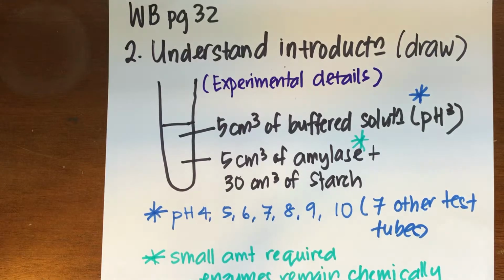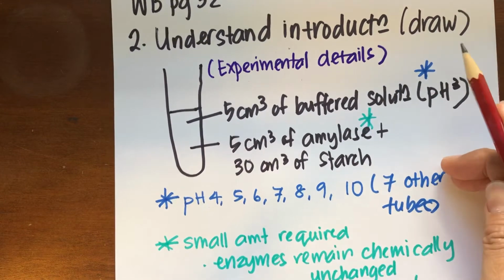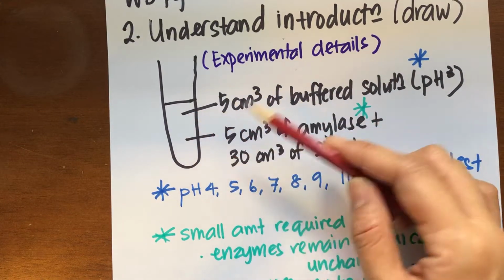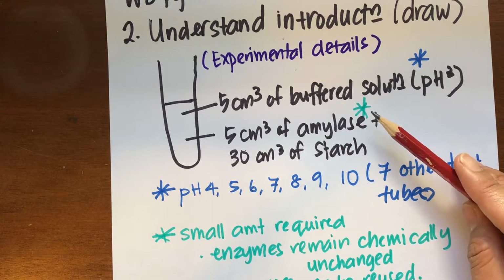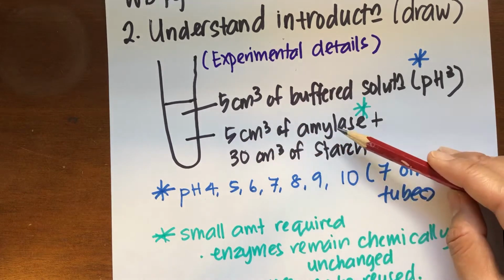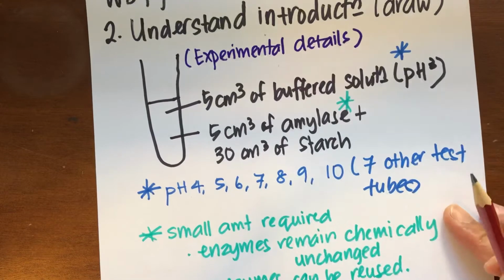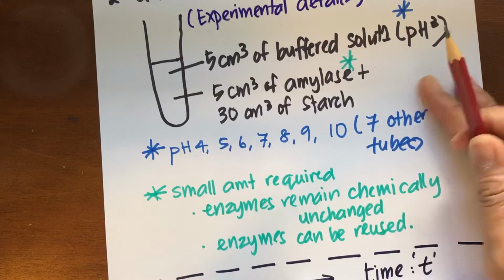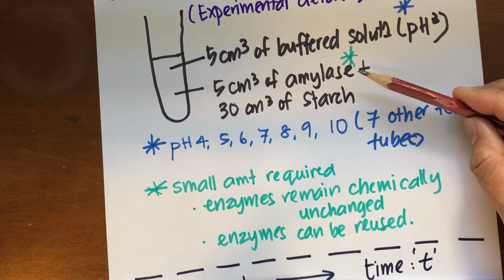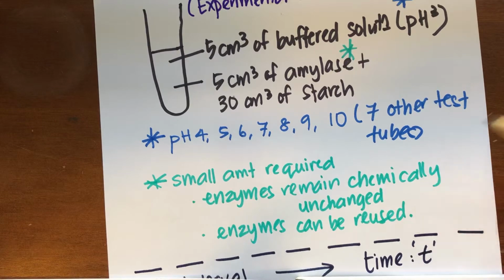For question 2, this is what's happening in the experiment. In the test tube, there is 5 cm cube of buffered solution. It's a solution that is made to a certain pH. There's 5 cm cube of amylase and 30 cm cube of starch. For each of the other 7 test tubes, the only difference would be the pH of the 5 cm cube buffered solution. Please take note that the amylase is required in small amounts because enzymes remain chemically unchanged and therefore can be reused.